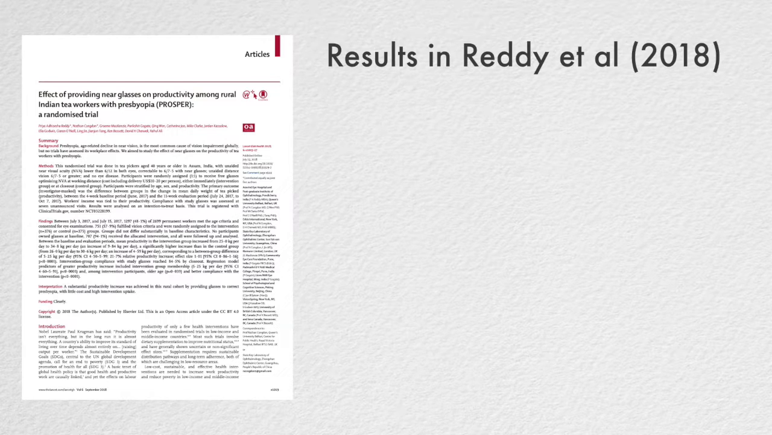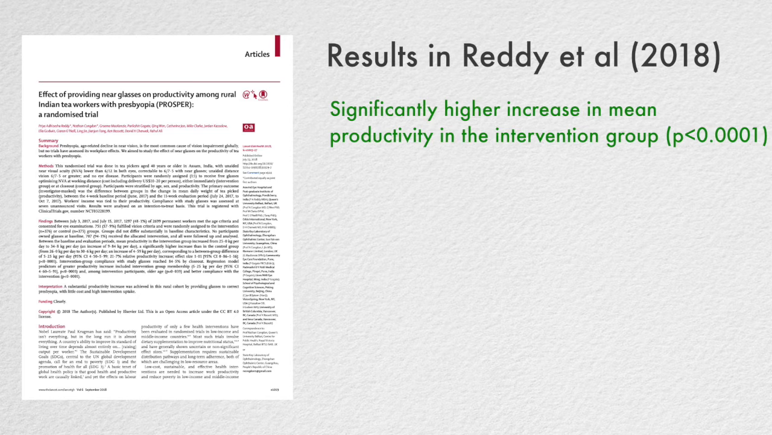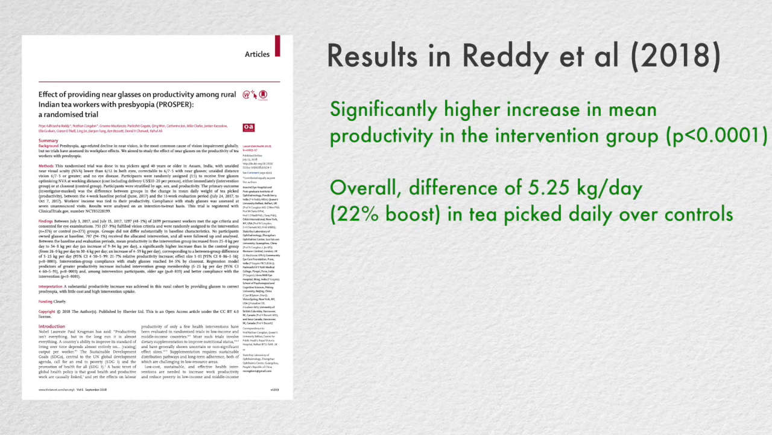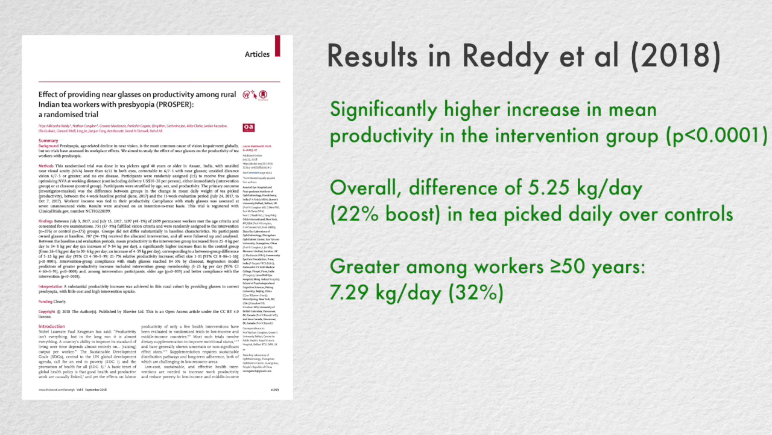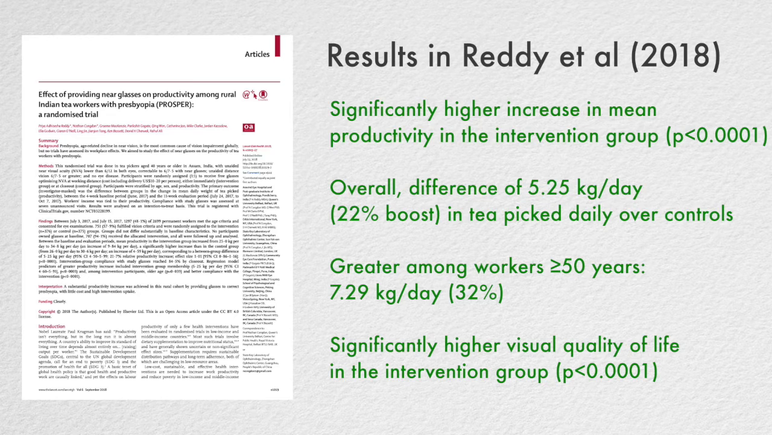What did it find? Well, it was published in The Lancet a couple of years ago, and it found a significantly higher increase in the mean productivity in the intervention group. The group that were given glasses immediately to correct their refractive error to improve their vision, on average, picked more than 5 extra kilograms of tea per day, a 22% increase because they were wearing the glasses. And this increase was even greater among people over the age of 50. It exceeded 7 kilograms per day for them, which was nearly a 1/3 increase. And they also found significantly higher visual quality of life for the people that were given glasses immediately.